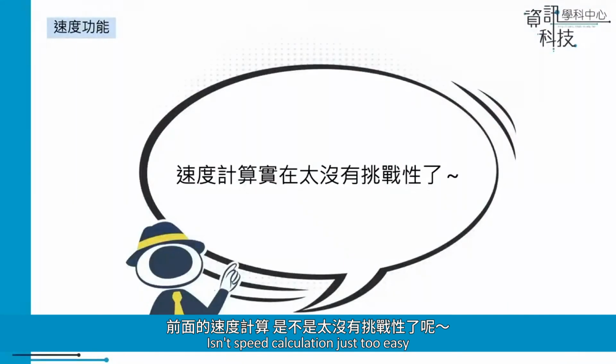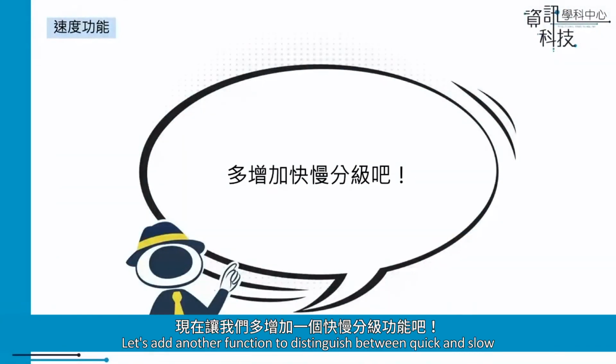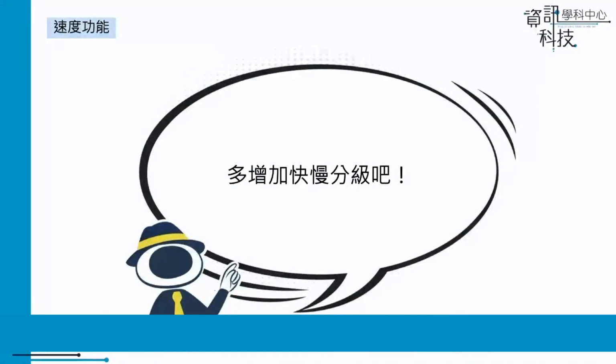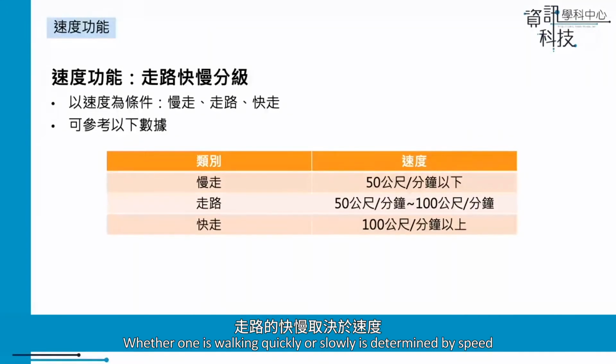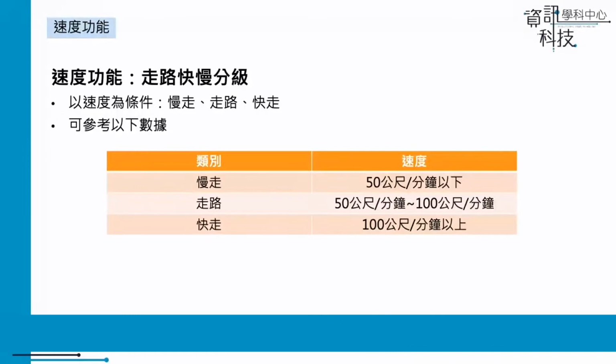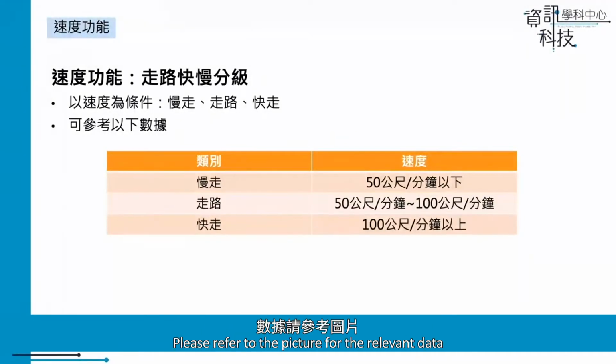Isn't speed calculation just too easy? Let's add another function to distinguish between quick and slow. Whether one is walking quickly or slowly is determined by speed. When one walks further in the same amount of time or takes less time to walk the same distance, it means one's speed is faster. We can categorize speed into slow walk, normal walk, or fast walk. Please refer to the picture for the relevant data.